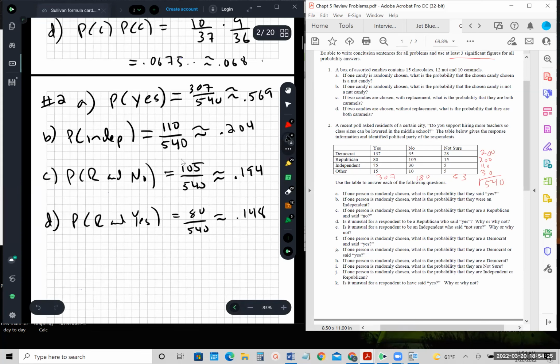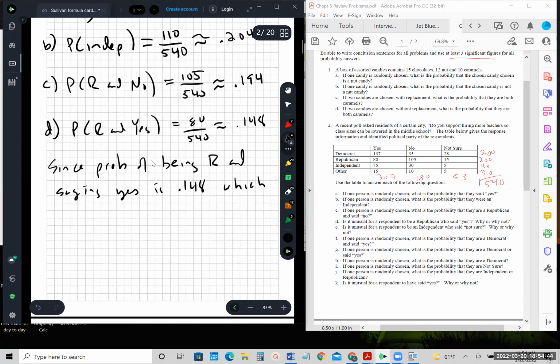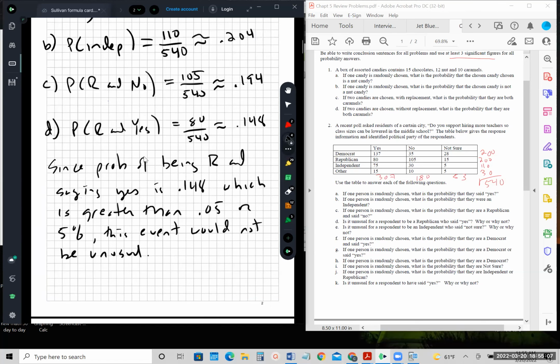Yeah. So for part D, we'd say since the probability of being Republican and saying yes is 0.148, which is greater than 0.05 or 5%, this event would not be unusual. Okay, and that would be our answer for that one. That would be part D.